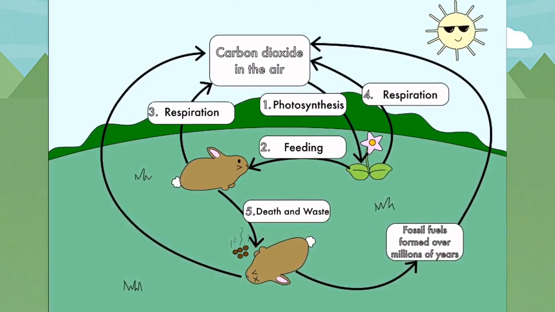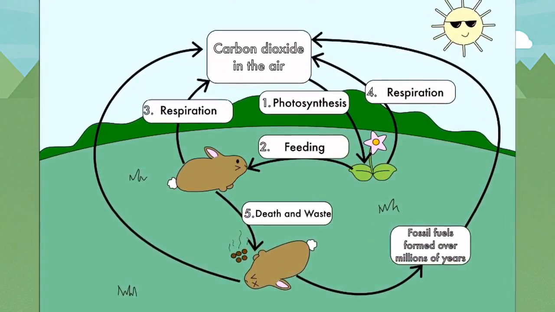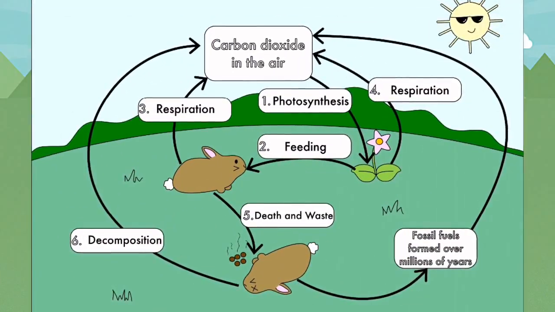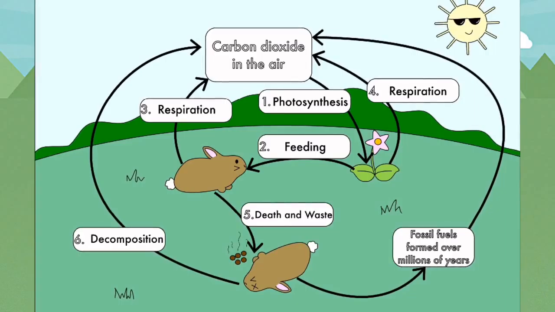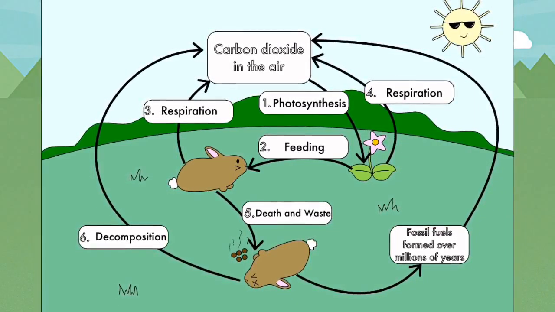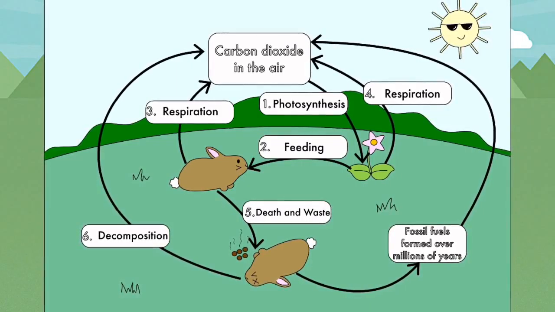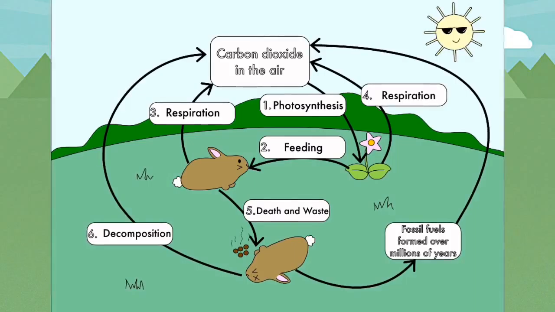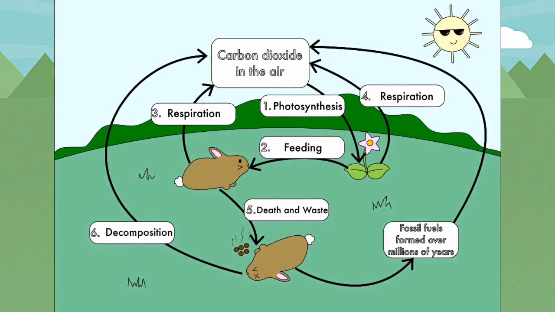When living things die or produce waste materials such as urine or faeces, this adds another part to the carbon cycle. Microorganisms known as decomposers break down the carbon compounds in the waste material. They use these carbon compounds in respiration to release energy for themselves. Through respiration, the decomposers release carbon dioxide back into the air. The decomposers are bacteria and fungi that are naturally found in the soil.